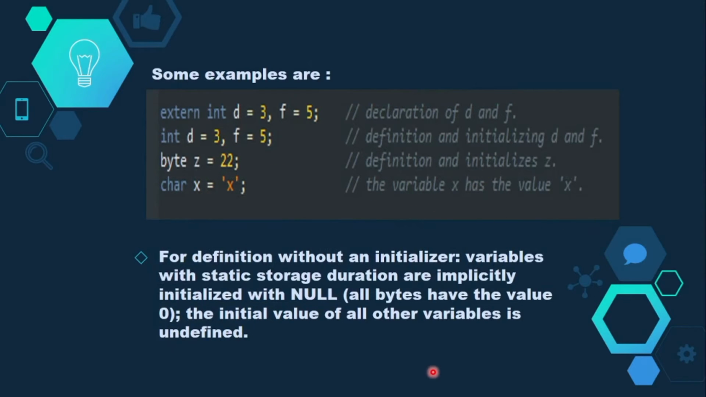Variables can be initialized, or assigned an initial value, in their declaration. The initializer consists of an equal sign followed by a constant expression as follows. For definitions without an initializer, variables with static storage duration are implicitly initialized with null, meaning all bytes have the value 0. The initial value of all other variables is undefined.